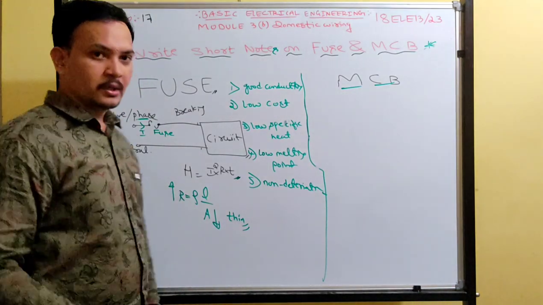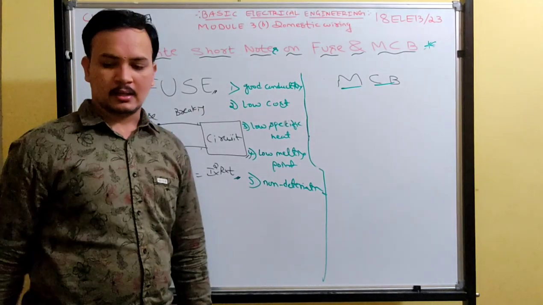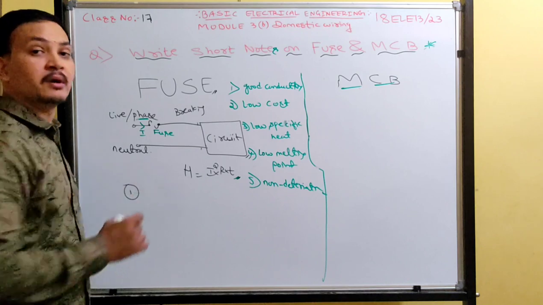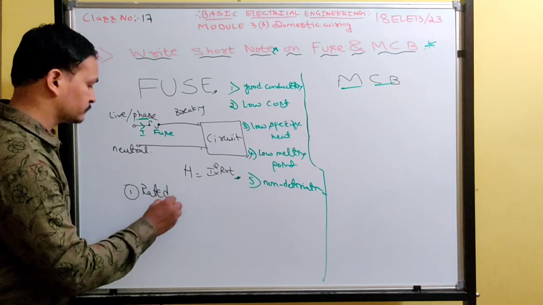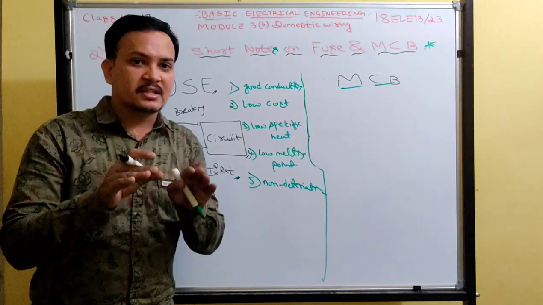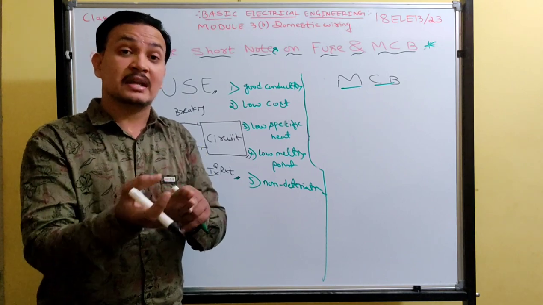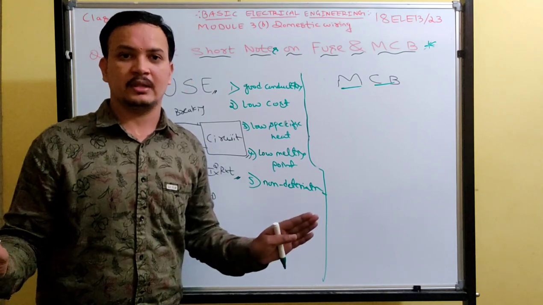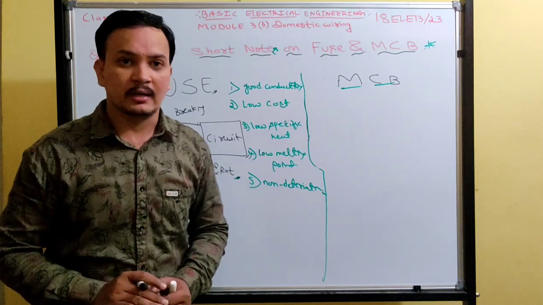Next, we are going to follow the ratings of fuse. The ratings of a fuse also play an important role in selecting the fusing material. The two common ratings we use on a fusing element are, first, rated current. What do you mean by rated current? It is the maximum current which can be carried by the fusing element so that the element will not melt or overheat. That current is called rated current.